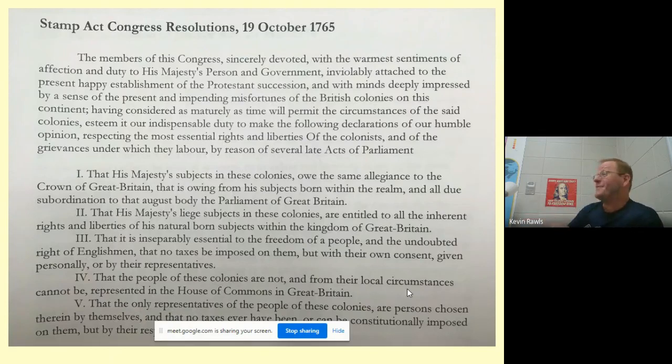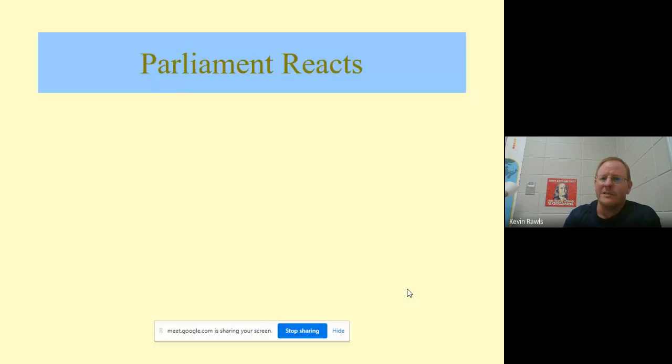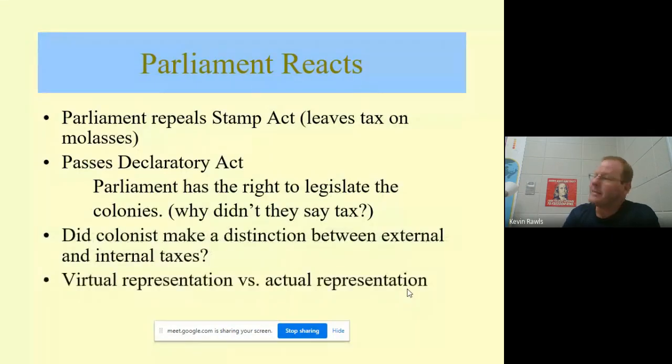But at the same time, they also say we don't want to be represented. We don't want to send one of our folks over there to represent us either. Wow. So essentially, what are they saying? Just leave us alone. Salutary neglect worked well. Let's just keep doing what we're doing. And Parliament's like, shenanigans, that ain't going to happen. The money aspect of it is going to be too much. So they reject virtual, they reject actual. Parliament's going to say you're virtually represented anyway.